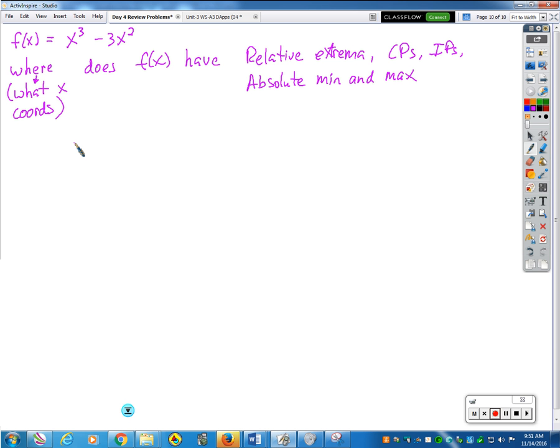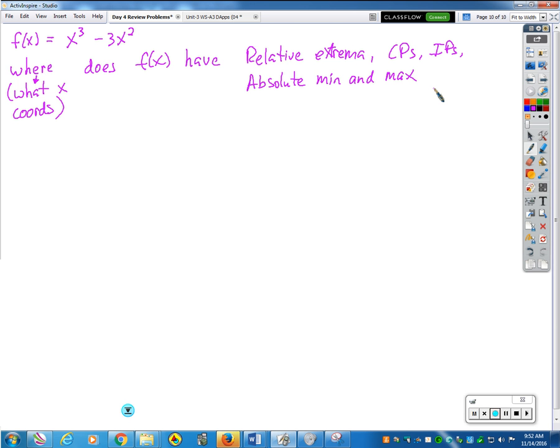What's the difference between relative extrema and absolute min and max? Any function has a relative max when that function changes from increase to decrease. That's relative. A function has an absolute max at the x-coordinate where the y-value is higher than any other y-value. So an example will help make more sense of that. The absolute max of a function is simply the highest point.